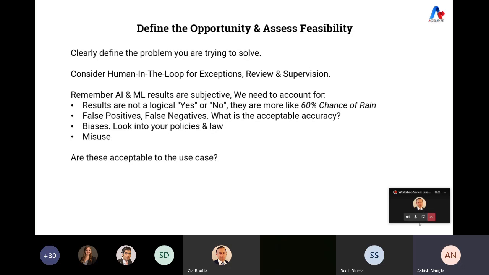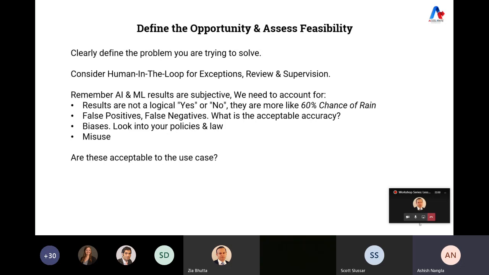Some pointers: you should consider human in the loop and always keep exceptions, reviews and supervision in mind, on how the process would flow and what happens when there are exceptions. It's not just conditional exceptions. You would have exceptions built into the process itself: what happens when you cannot read the data, or when the incoming document is not what you were expecting it to be.